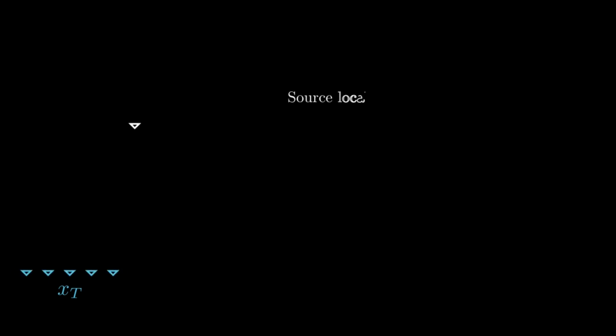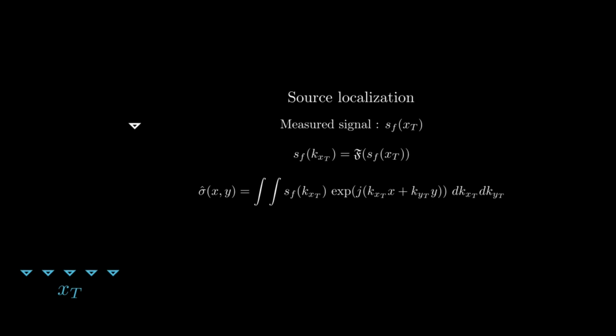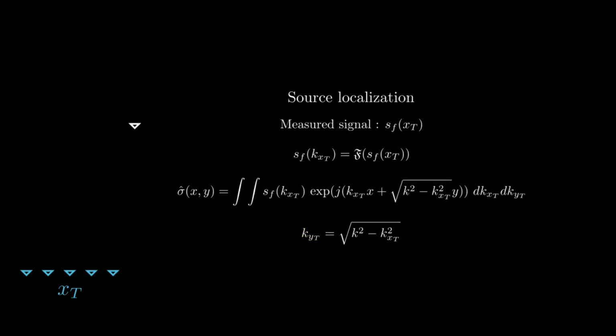The source localization is achieved with the measured signal expressed here in the frequency domain, which undergoes a Fourier transform to work with plane wave components. The backpropagation is finally achieved by compensating the phase of plane waves, replacing the expression of the longitudinal axis component ky by the dispersion relation shown here.